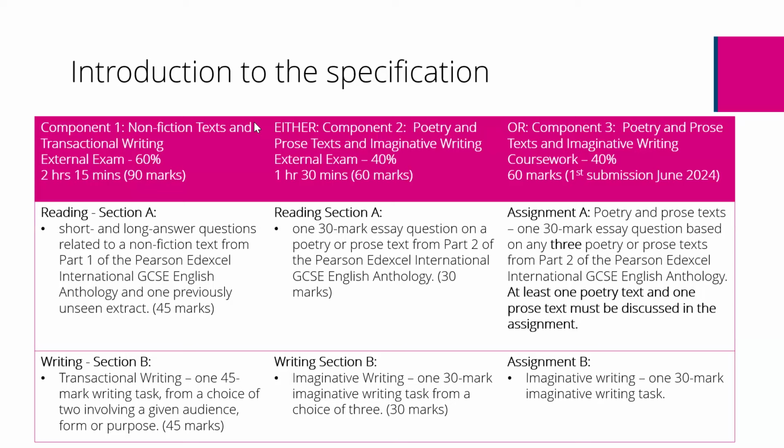Now, if you're following the coursework route, you do component 1 and component 3. And here there are 2 coursework assignments. The component 3 coursework has changed for first assessment this June 2024, so that will be what you'll be doing going forwards. It's poetry and prose text. Students have to write on 3 of the pieces from the anthology. 1 has to be poetry, 1 has to be prose, and the third one can be either. And then assignment B, which is the imaginative writing task. So that's just a quick reminder of those.